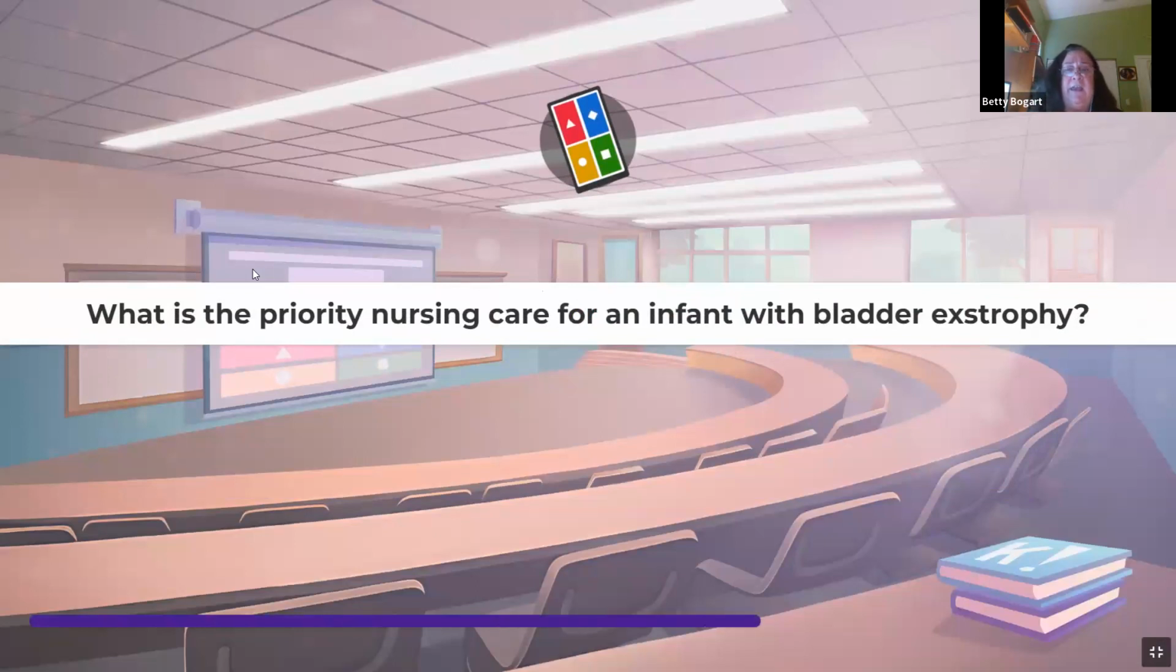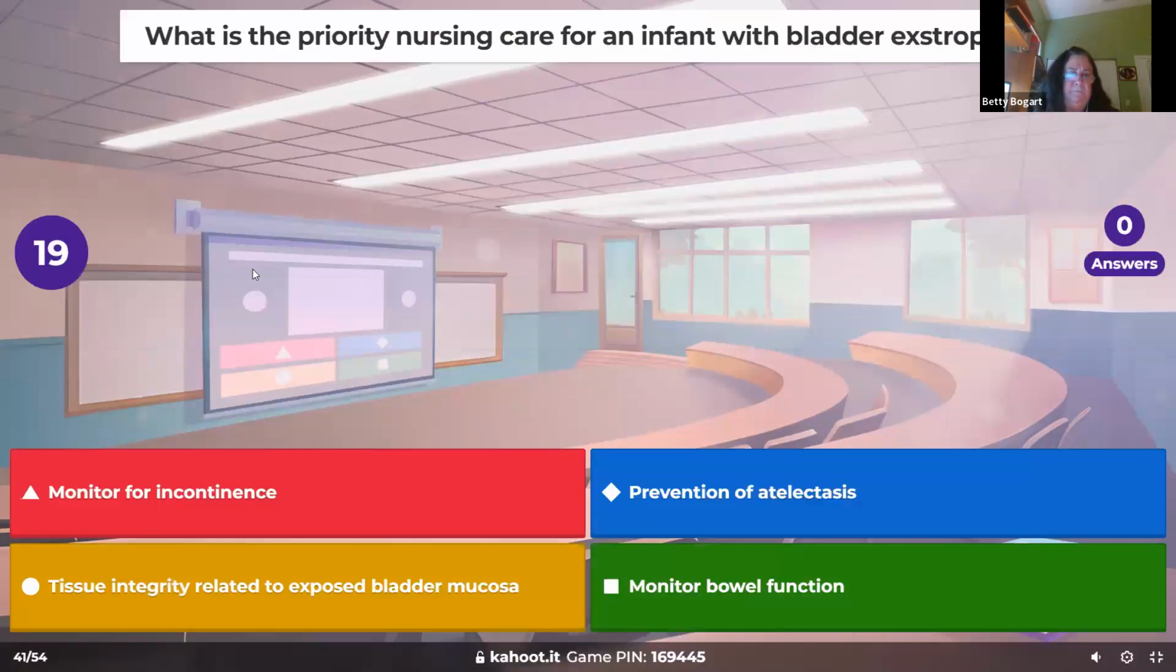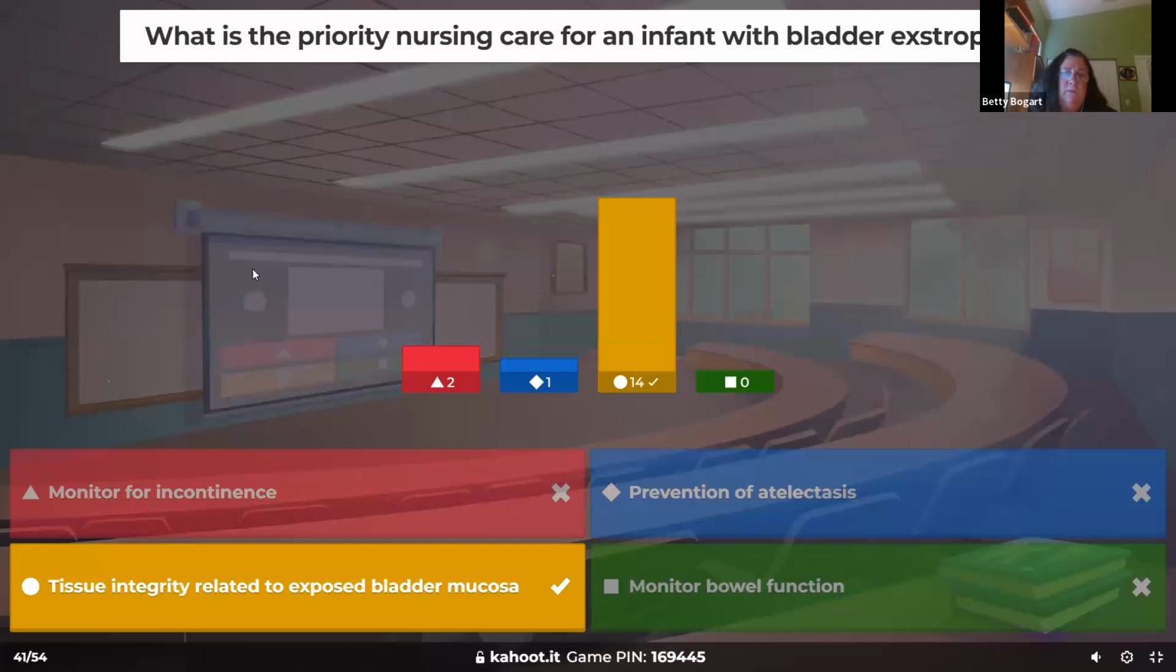What is the priority nursing care for an infant with bladder exstrophy? So it's all about the tissue integrity. That's why anything that's born on the outside, your gastroschisis, your myelomeningocele, your bladder exstrophy, have sterile normal saline with sterile dressing, and they'll keep it moist and they'll keep it sterile. So until we can get it back inside, it's not going to lose any of the tissue integrity. Very good.